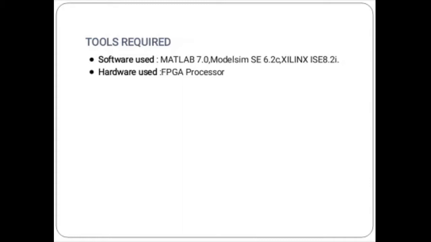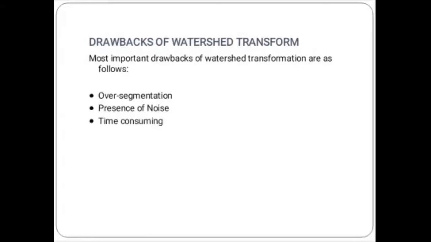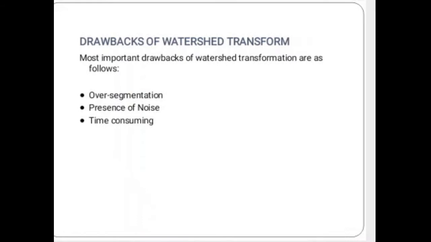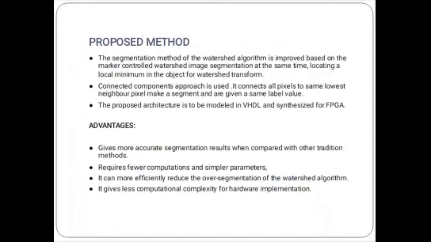The software tools required are MATLAB, ModelSim and Xilinx. The hardware used is an FPGA. The drawbacks of this project are over segmentation, presence of noise and being time consuming, which I can reduce using the marker concept. My proposed method is that the segmentation method of the watershed algorithm is improved based on marker controlled watershed image segmentation, at the same time locating a local minimum in the object for the watershed transform.